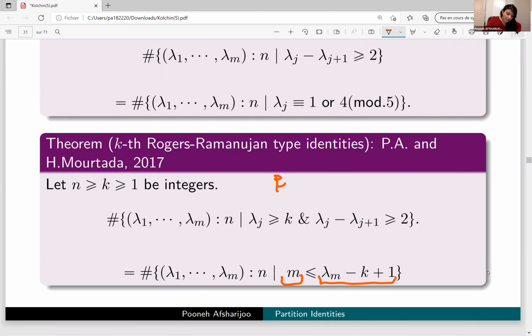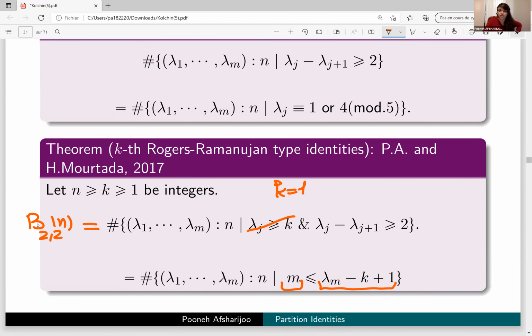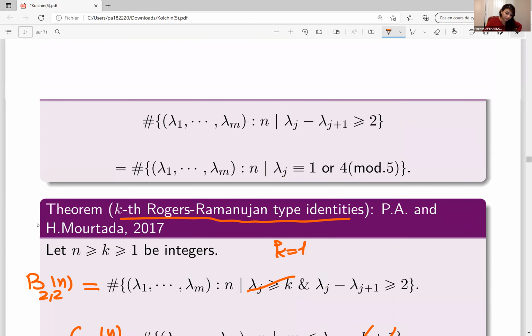Note that if I take k equal to 1, on the first side I have exactly B_{2,2}(n) of the first Rogers-Ramanujan identity. That's why we called them k-Rogers-Ramanujan type identities. And on the second side, we have the partitions whose length is at most equal to its smallest part. This gives us, in this case, if I denote it by C_{2,2}(n), a new member of the first Rogers-Ramanujan identity. Before proving this theorem, let's see the theorem again in the partitions of 4.